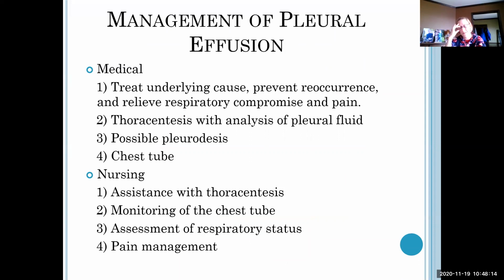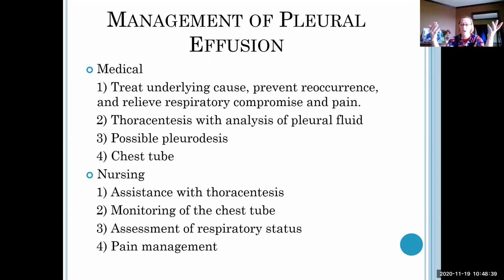Pleurodesis, I haven't seen that done in a while. It's essentially like a talc powder that goes into that cavity to kind of absorb the fluid. And then chest tube, especially for recurrence, maybe they have a thoracentesis and remove the fluid, but then it comes back again within a few days. So they might just place a chest tube to allow the continuous drainage of it while they try and treat the underlying cause that's causing it to occur.